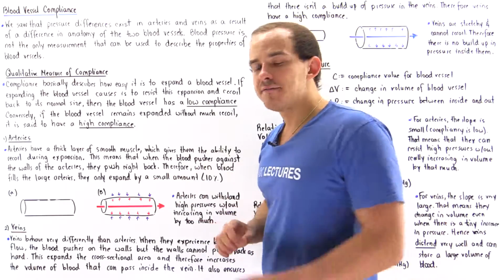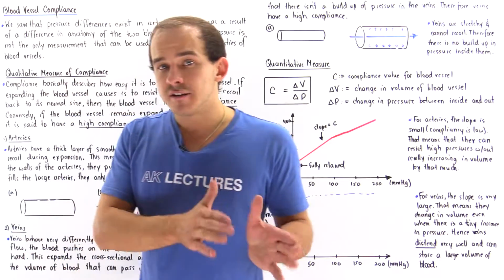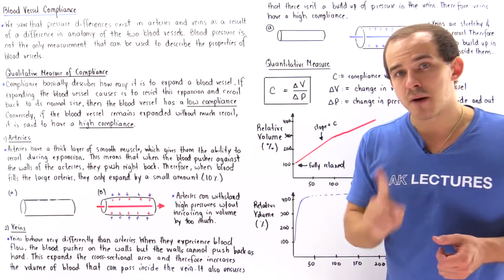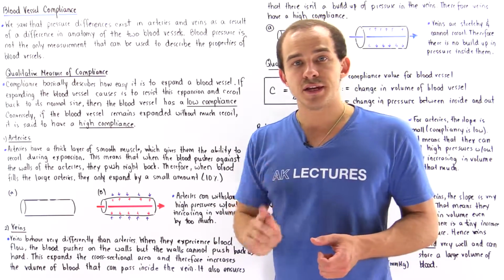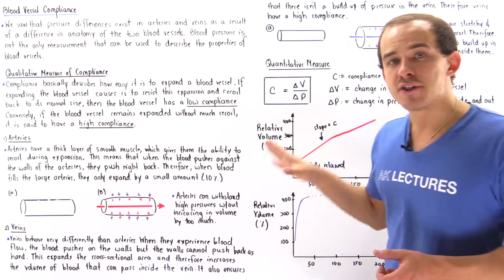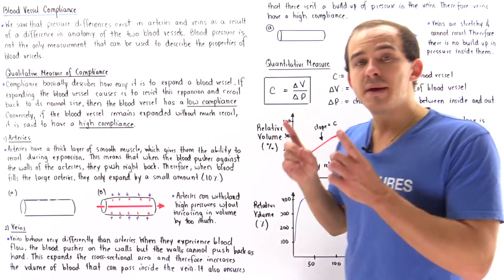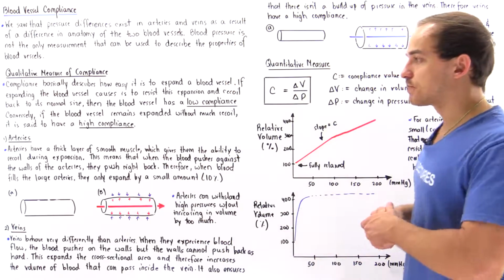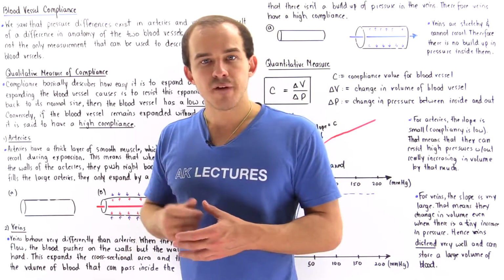Now, what about veins? Well, recall that veins have a slightly different structure. They also consist of the same three layers, but the tunica media in veins is relatively thin, and that's because they have a thin layer of smooth muscle, and that's exactly why veins behave slightly differently. They have different properties. So what happens when blood enters our veins?